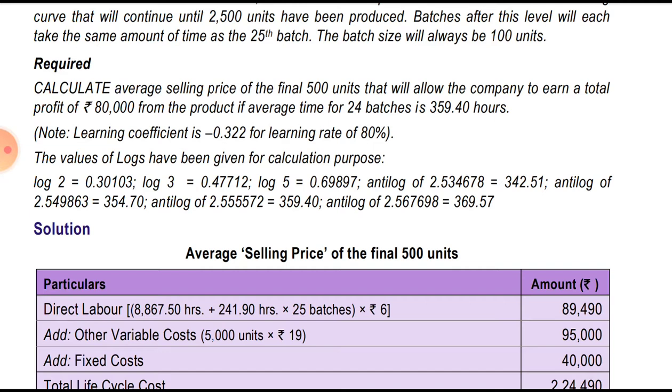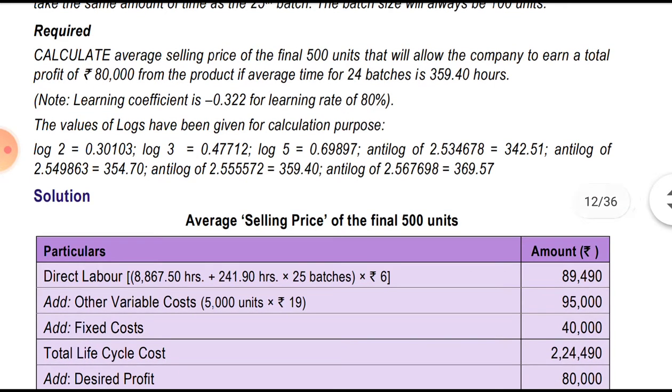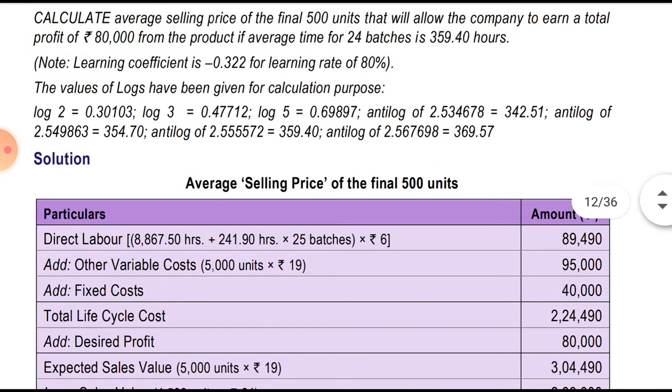If the average time for the 24th batch is 359.40 per batch, then for the 25th batch we will just multiply 24 into 359. Note the learning curve coefficient is minus 0.322 for the learning curve of 80%. This will be used in the calculation. The values of the logs and anti-logs have been given.